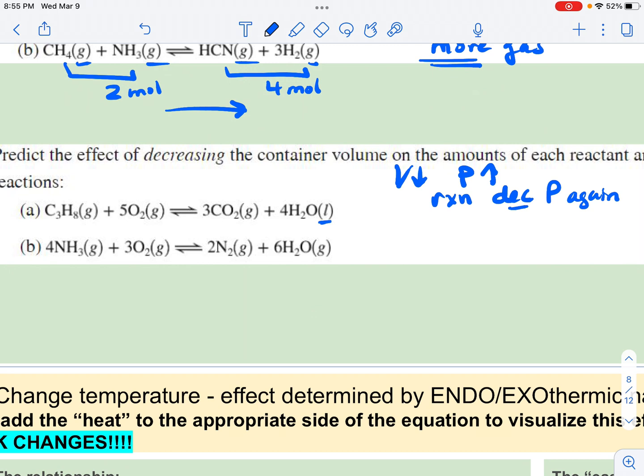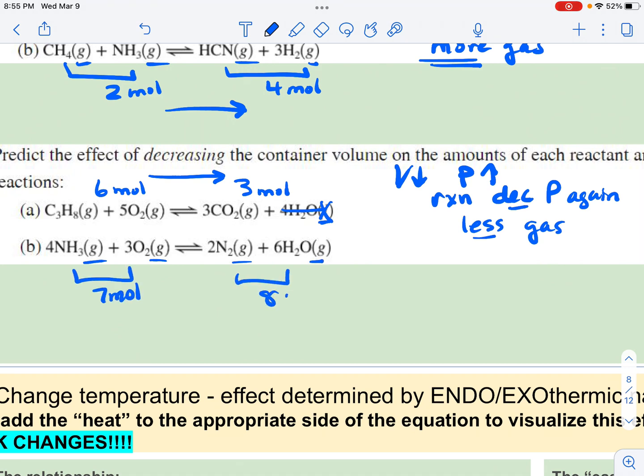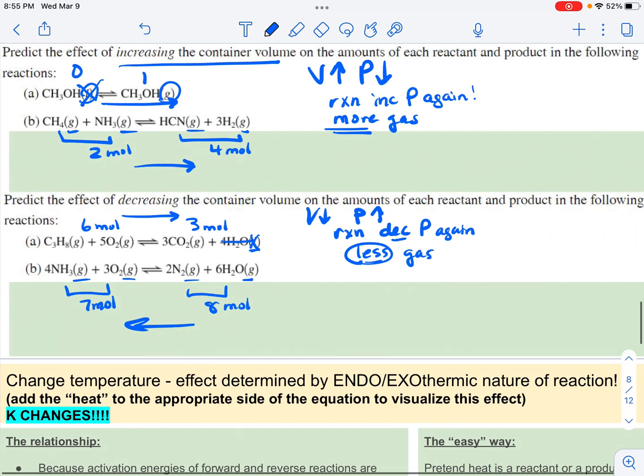So let's check states of matter. This is a liquid, so ignore it. All right. Decreasing the pressure means shift to where there's less gas. All right. So this side here has 6 moles, and this side here, because that's a liquid, has 3 moles. And so less gas means that this one would shift to the right. This one, they're all gases, so I can count. This is 7 moles. And this is 8 moles. If it's going to shift to the side with less gas, this one's going to shift to the left. All right, so that's 2 of them.